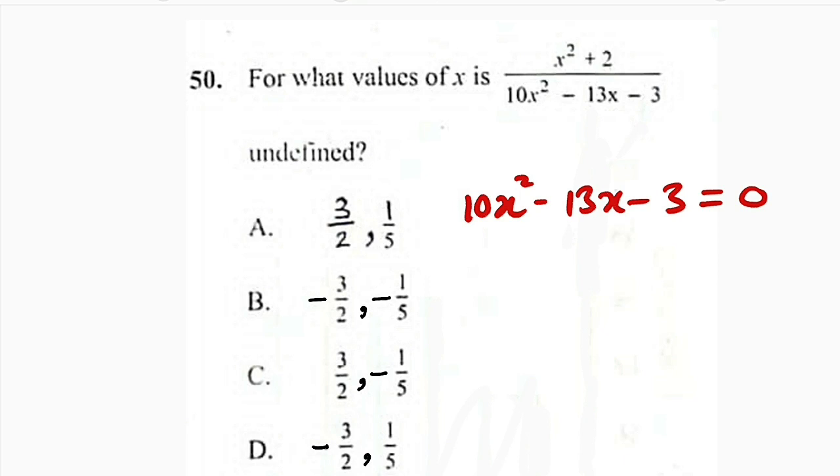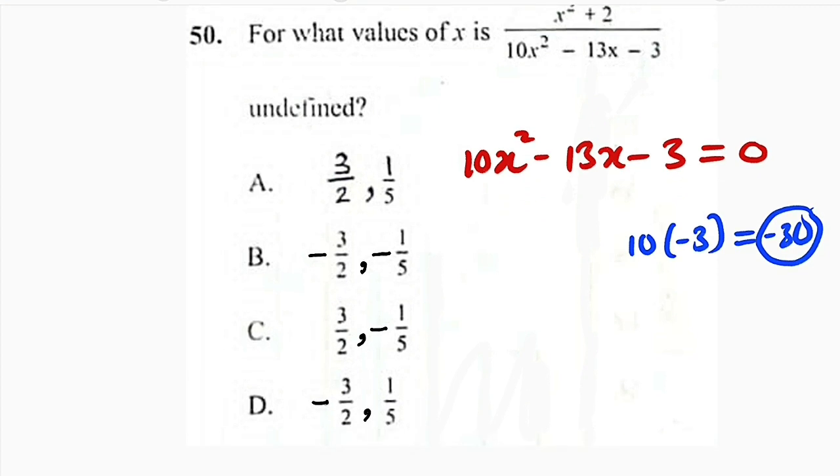So we can solve this by factorization. First of all, we take 10, which is the leading coefficient. We multiply by the constant term. This will give us negative 30. All right. Having obtained the negative 30, we're going to think of two numbers we can multiply to get negative 30. But when we add them together, we get negative 13. And the two numbers are negative 15 and positive 2.